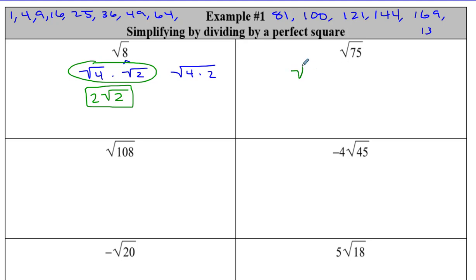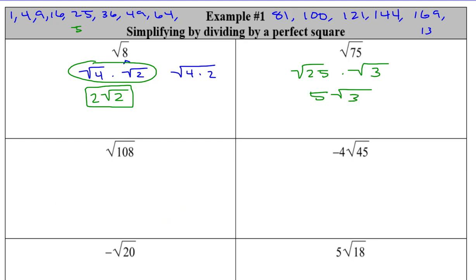So I know that the square root of 75 I can break apart as the square root of 25 times the square root of 3. And we know that the square root of 25, right, that's our 5 times 5. So this becomes 5, and then I have my radical 3.